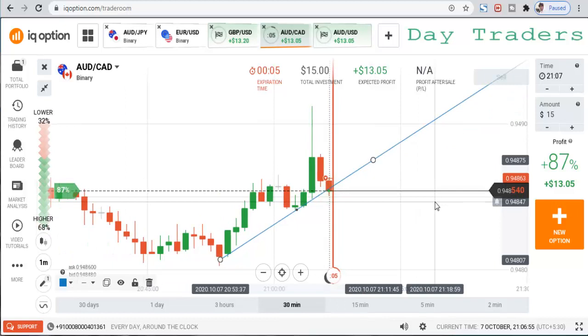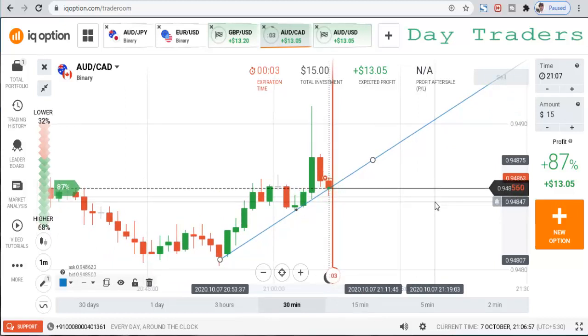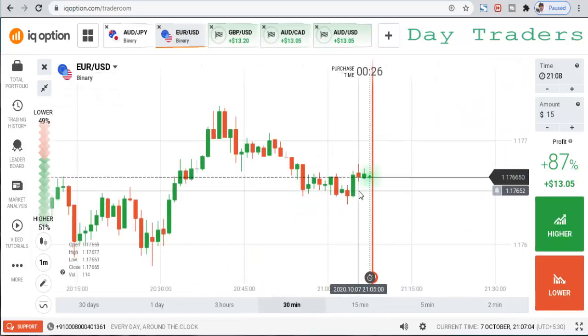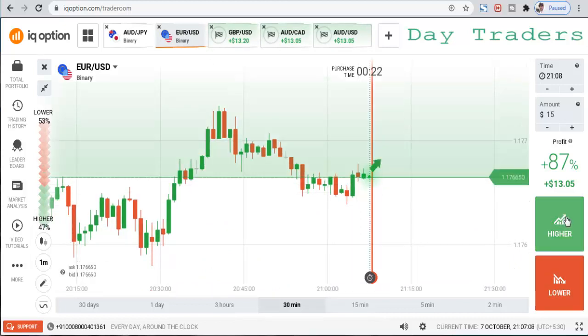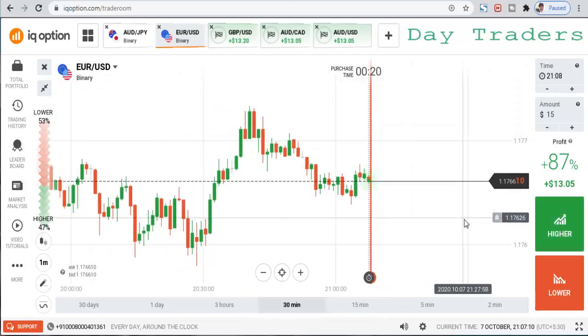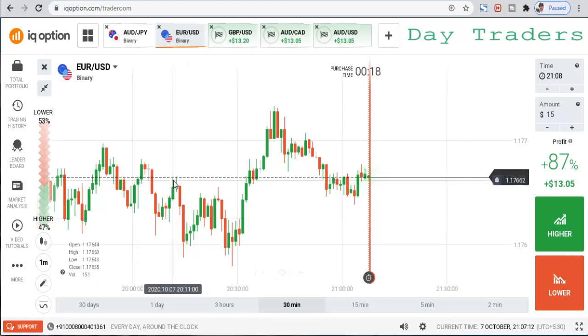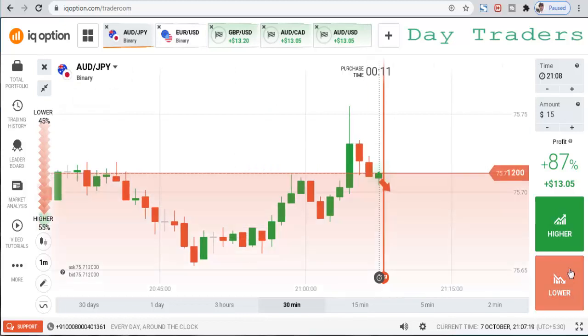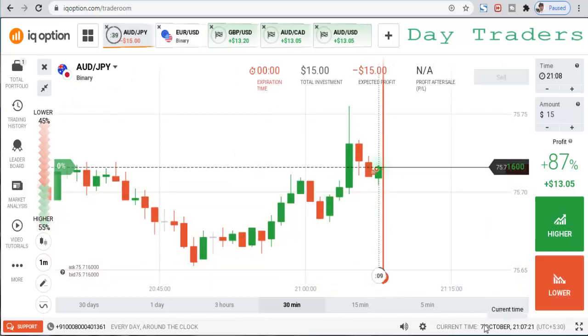We have 5 seconds. This is also a winning trade. I'll check the next pair. There is a small confusion. Okay, we'll place a lower option. Very good entry point.